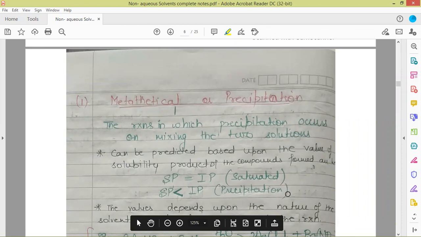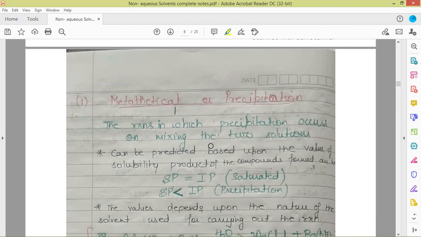So the reactions in which precipitation occurs on mixing the two solutions, whenever there is a precipitation on mixing the two solutions, those reactions are called precipitation reactions or metathetical reactions. So precipitation can be predicted based upon the value of solubility products.